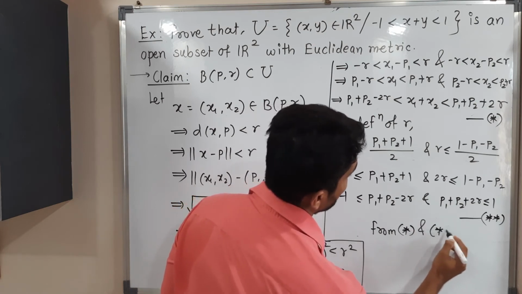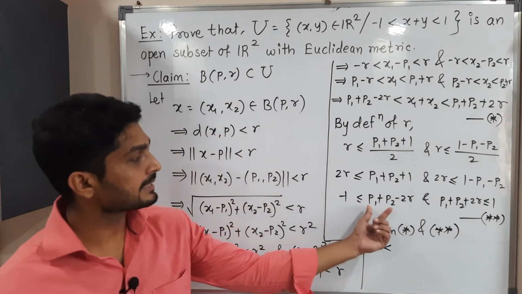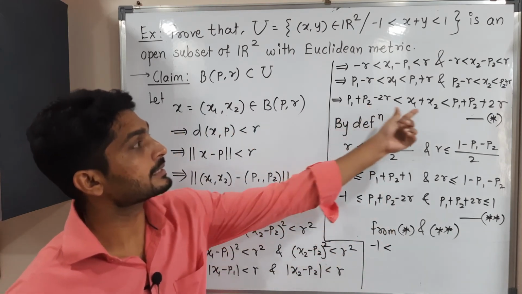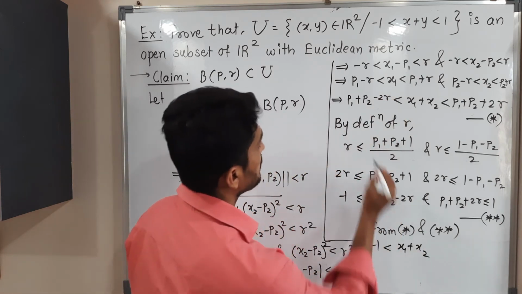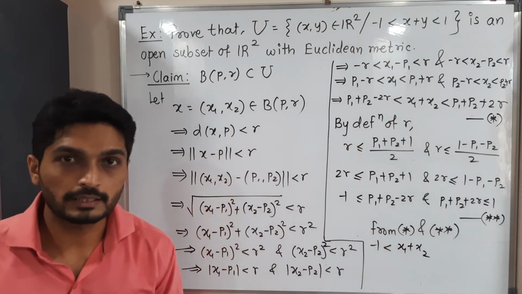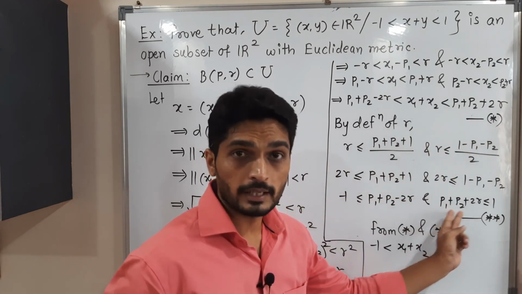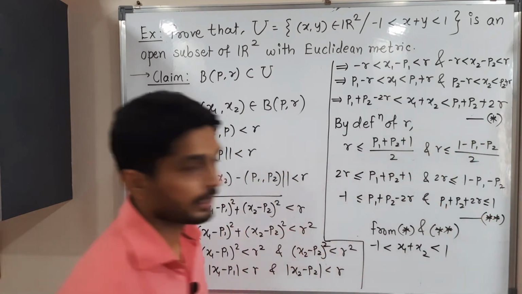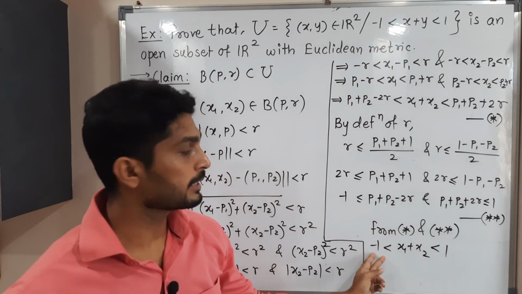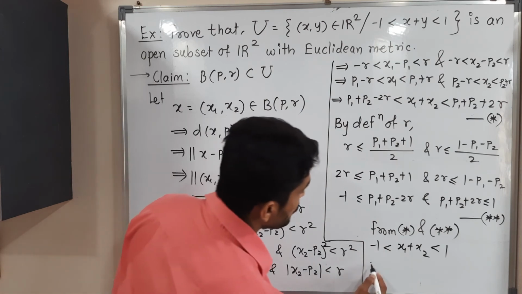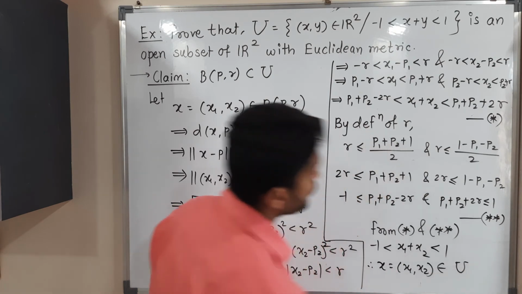Will you tell me what you will get from star and double star? See, minus 1 is less than this one, but this one is less than x1 plus x2. It is just like a less than b, b less than c, so I could write directly a less than c. x1 plus x2 is less than this term, but the same term we have here, which is less than 1. So this is also less than 1. So it satisfies the condition: minus 1 less than x1 plus x2 less than 1. Therefore that point x1, x2 belongs to U.